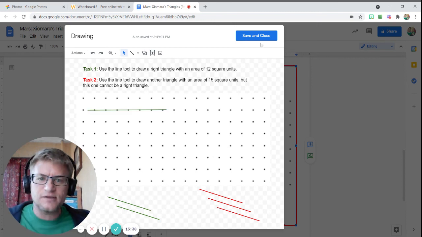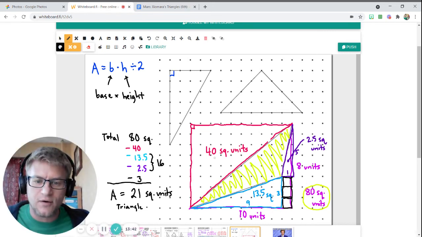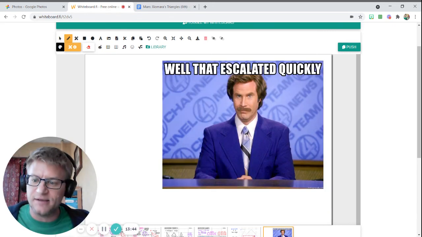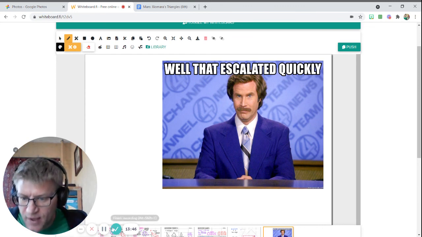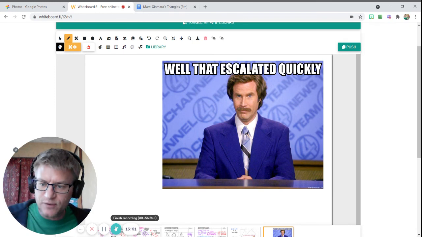This is all part of the Mars task today. Enjoy it. And wow, this problem right there. Wow, that escalated quickly. Craziness. Okay, have a good one, guys. Enjoy this problem. Make some nice triangle drawings for me. Remember to explain how you did it.